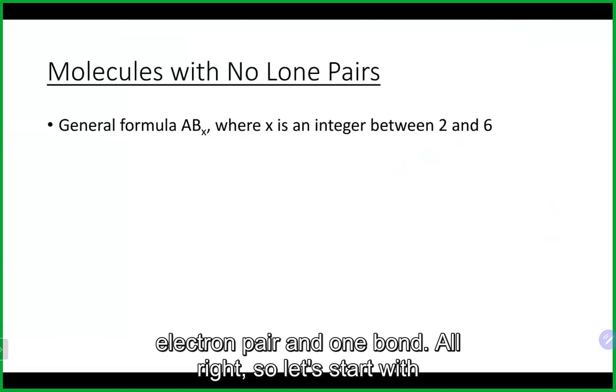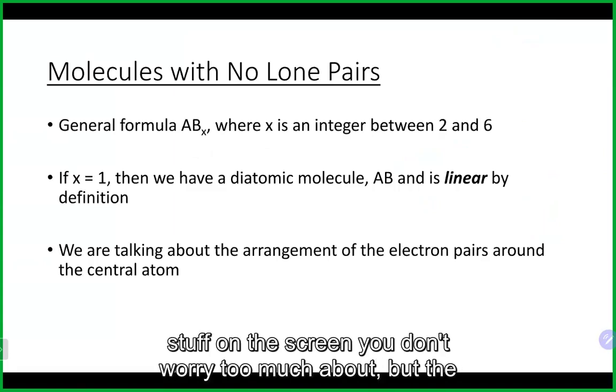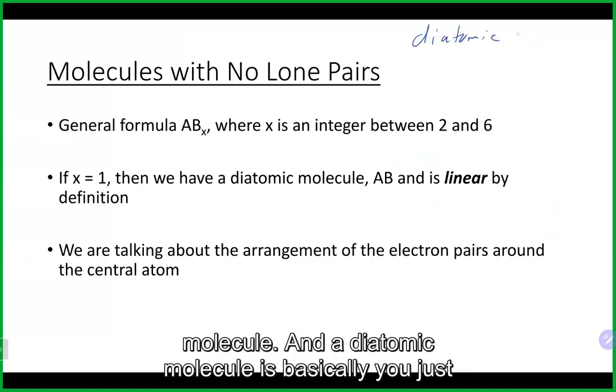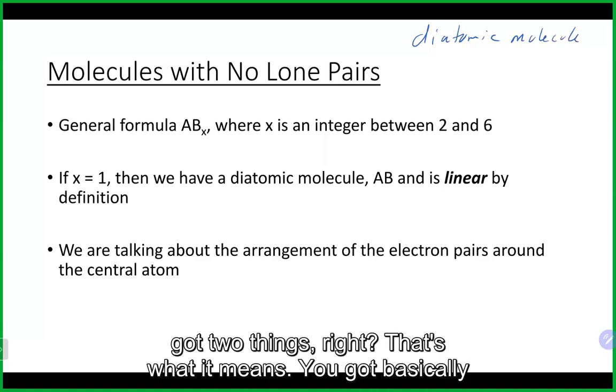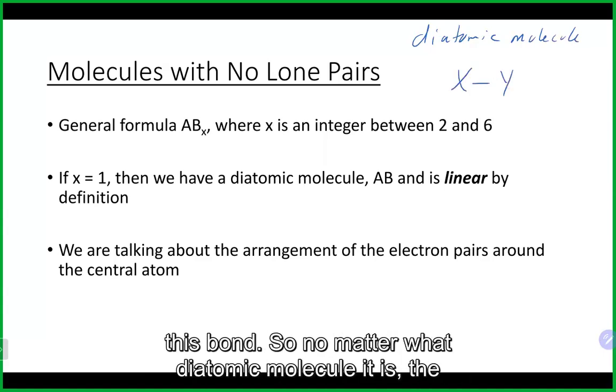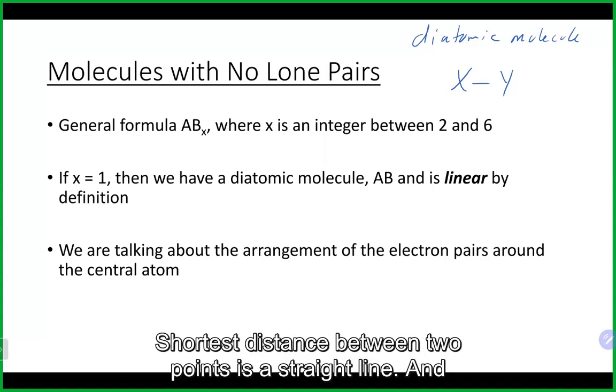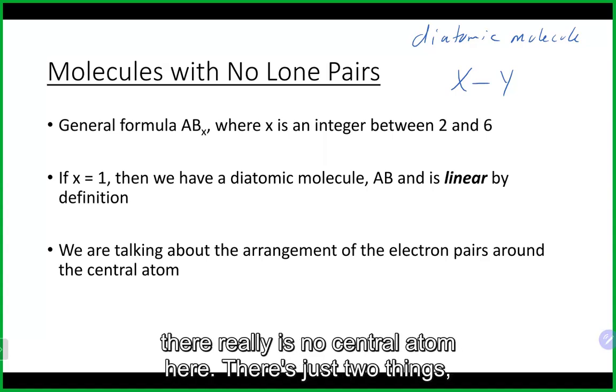All right, so let's start with really the simplest ones we could have, and all the other stuff on this screen you don't have to worry too much about. But the simplest geometry you could ever have is the one with a diatomic molecule. A diatomic molecule is basically just two things, right? That's what it means. You've got basically this bond. So no matter what diatomic molecule it is, the only way to arrange two things is a straight line, right? The shortest distance between two points is a straight line. And there really is no central atom here.